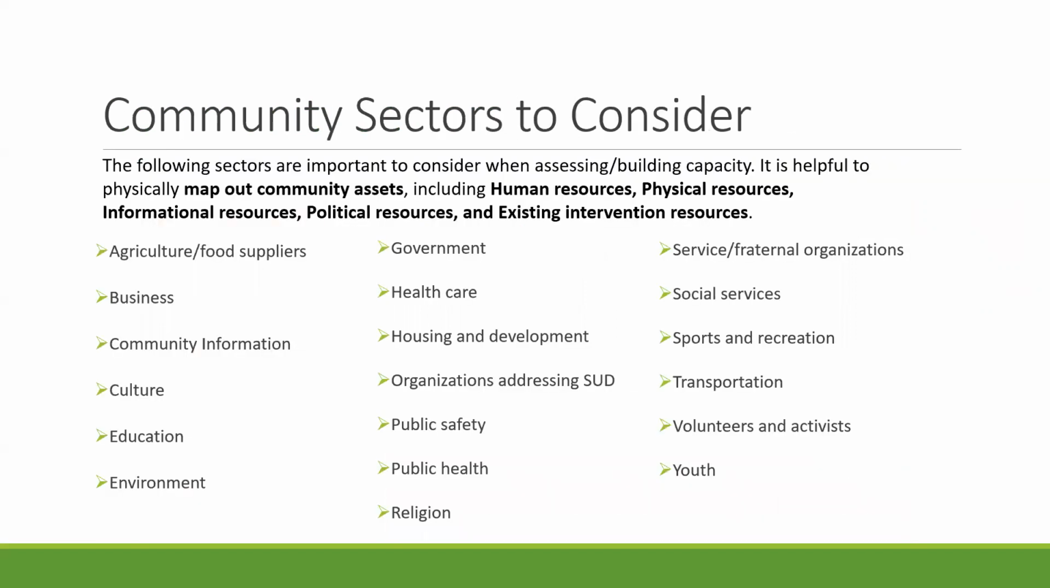So here are some different community sectors to consider when assessing current capacity or looking to build and mobilize local resources and community readiness. Take a look at the sectors you see listed here and think about where you have connections and resources and where you may be lacking connections and resources. It can be incredibly insightful to physically map out community assets to show where human, physical, informational, political, and existing intervention resources exist.